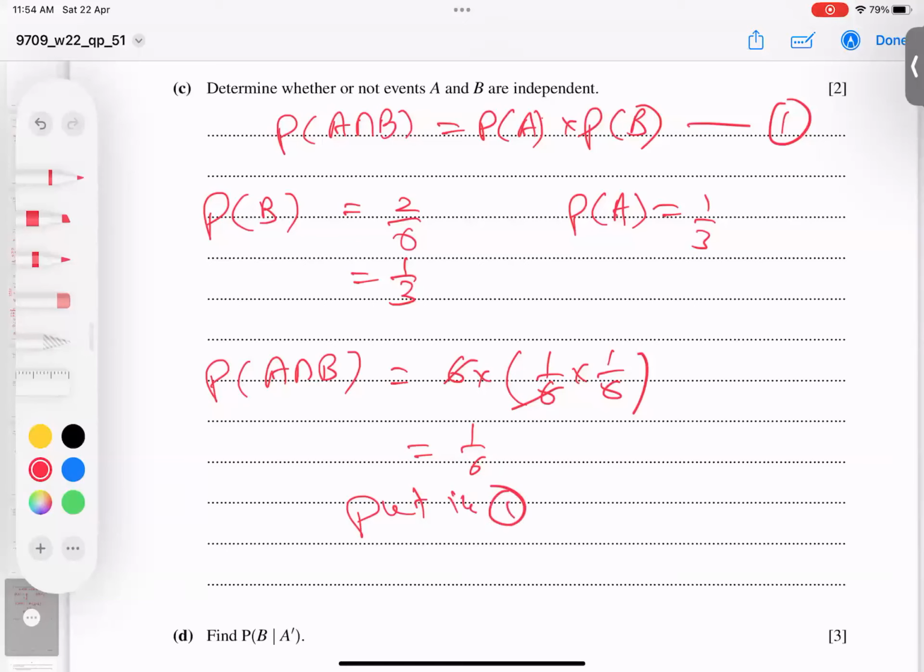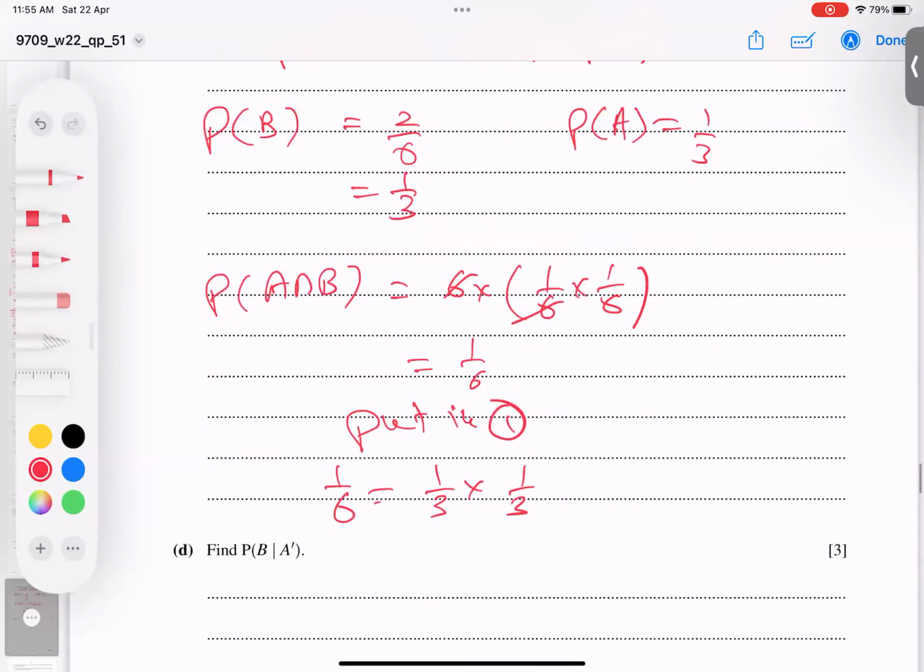And when I type in calculator, let's see what answer turns out to be. So 1 by 6 equal to 1 by 3 into 1 by 3. The 3 3s are 9, so they are not equal to each other. So not independent. I hope you got the idea.